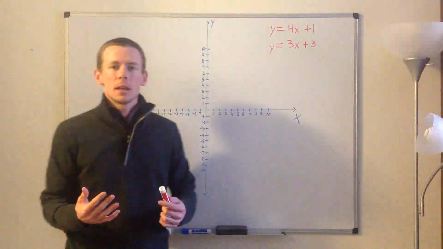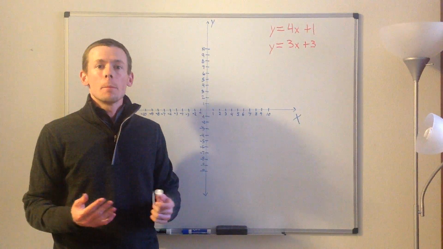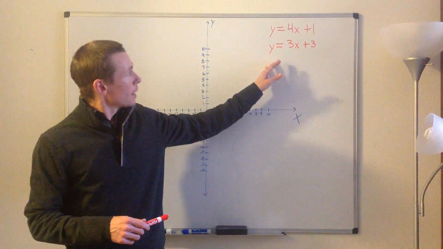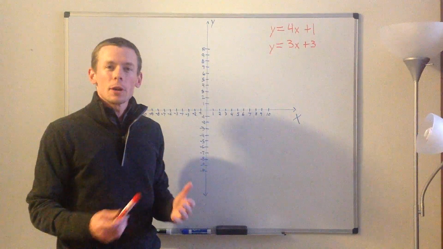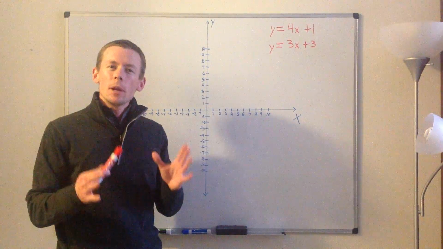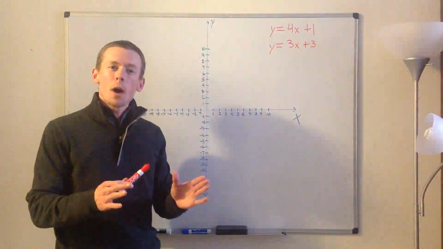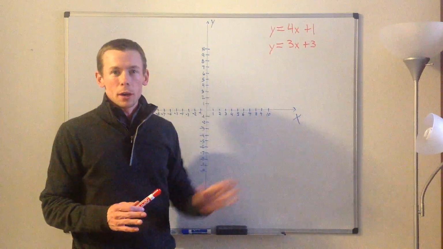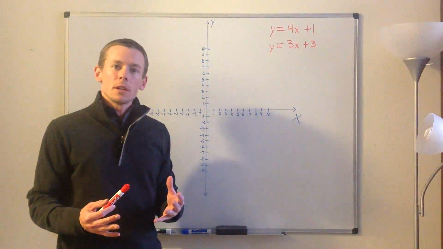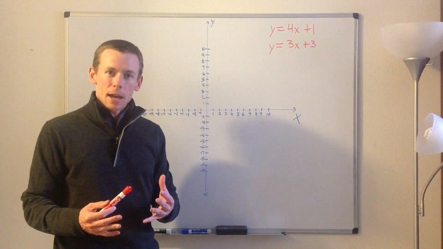This short lesson examines solving a system of equations by graphing. So say we have two equations right here, y equals 4x plus 1 and y equals 3x plus 3, and we want to find the value of x and the value of y that make both of these equations true. Well, one thing we can do to solve this is graph both of them and see where they intersect.